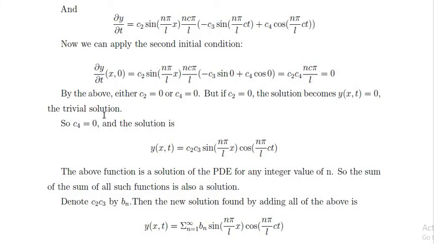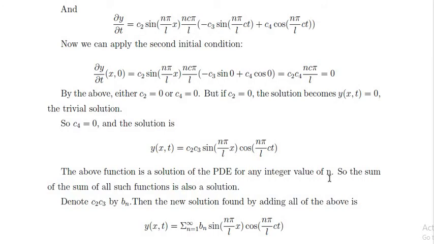Then the possibilities are either c2 equal to 0 or c4 equal to 0. If c2 equal to 0, the solution becomes y of xt equal to 0, the trivial solution. So the possibility is c4 equal to 0. Then the solution becomes y of xt equal to c2 c3 sin n pi by L x into cos n pi by L ct. The above function is a solution of the PDE for any integer value of n.